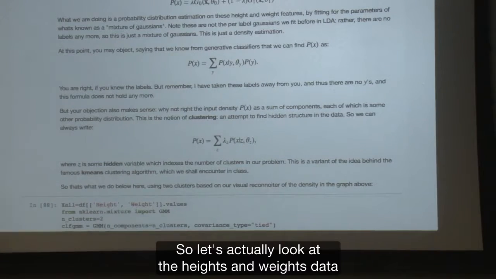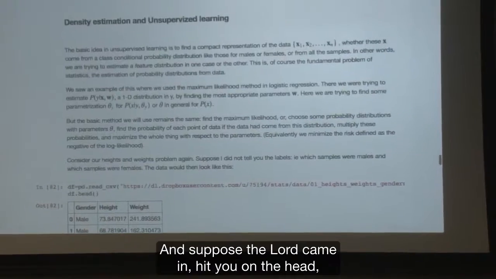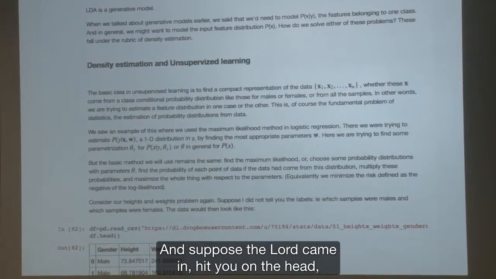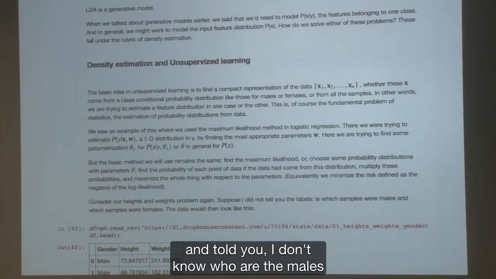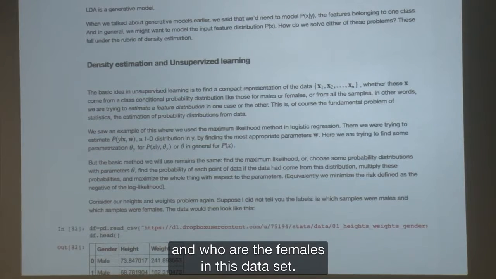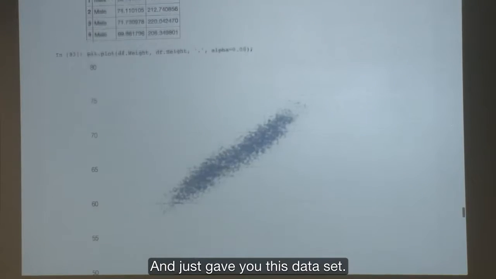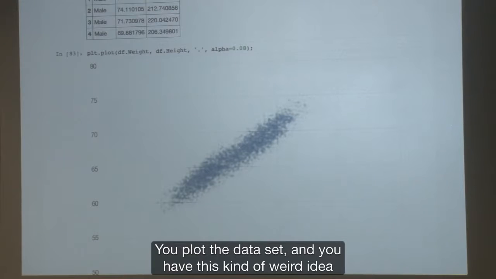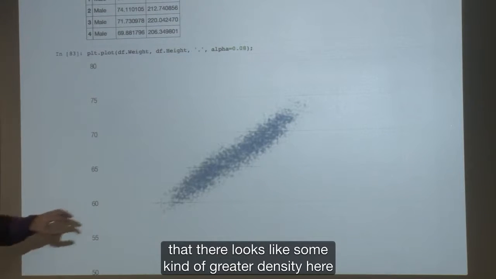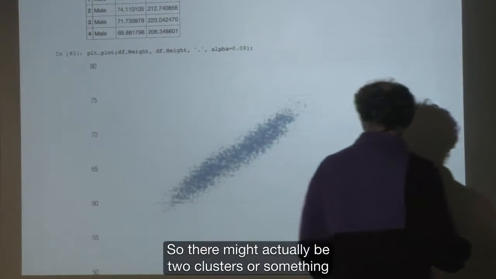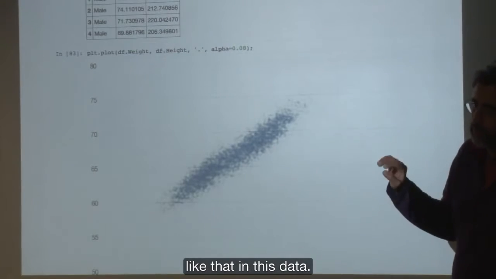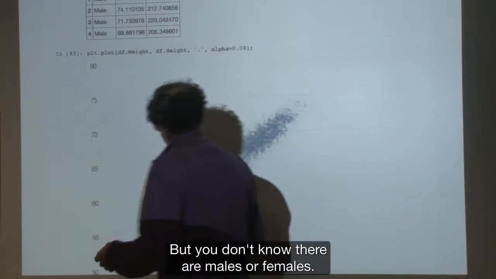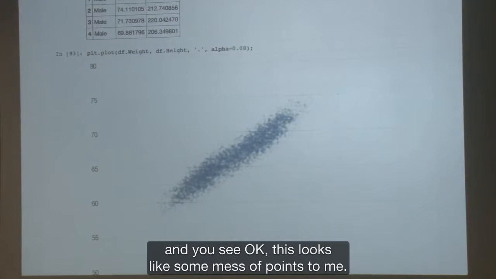So let's look at the heights and weights data we had before. Suppose the Lord came in, hit you on the head, and told you, I don't know who are the males and who are the females in this data set, and just gave you this data set. You plot the data set, and you have a vague idea that there looks like some greater density here and greater density here, so there might actually be 2 clusters in this data. But you don't know who are males or females, or maybe you don't even grasp that, and you see, okay, this looks like some mess of points to me.